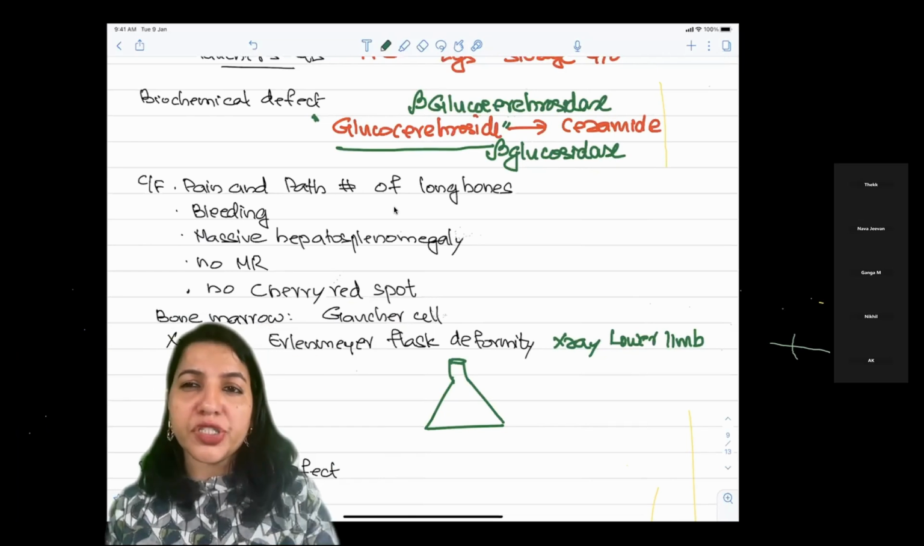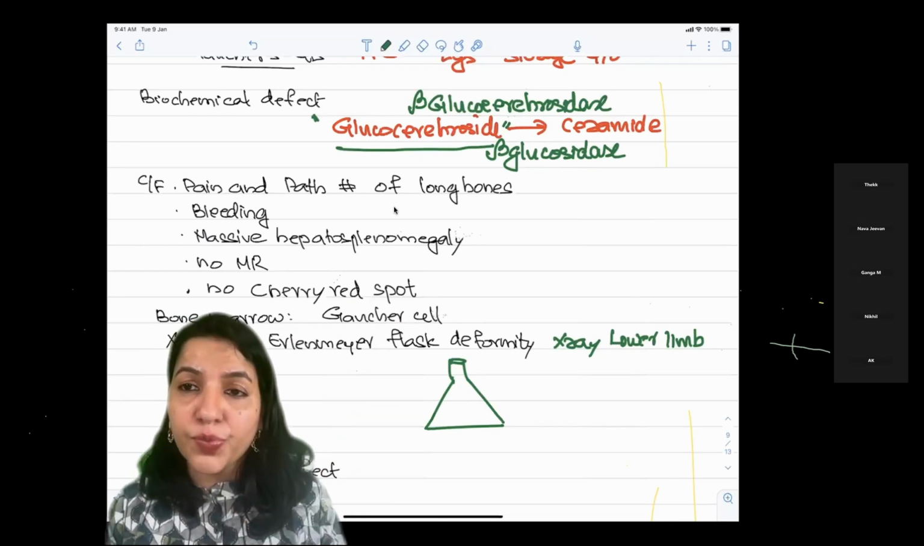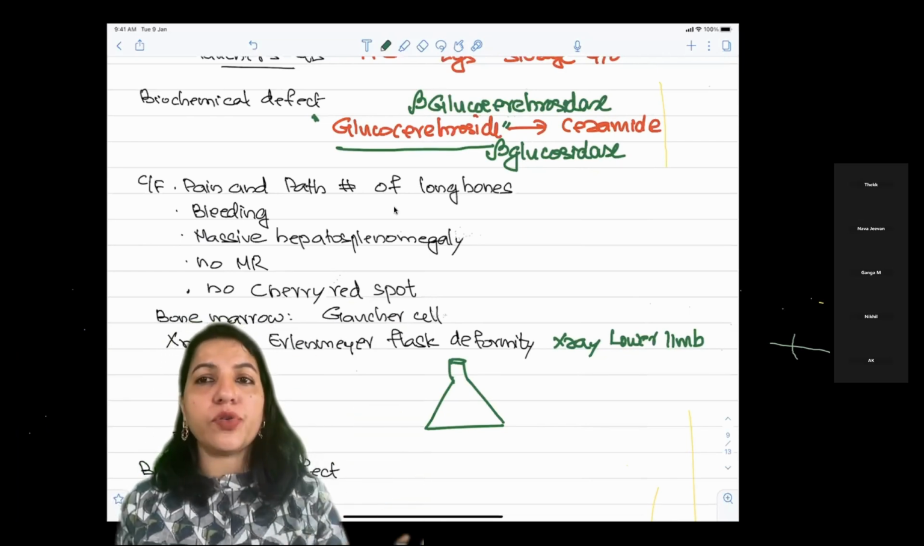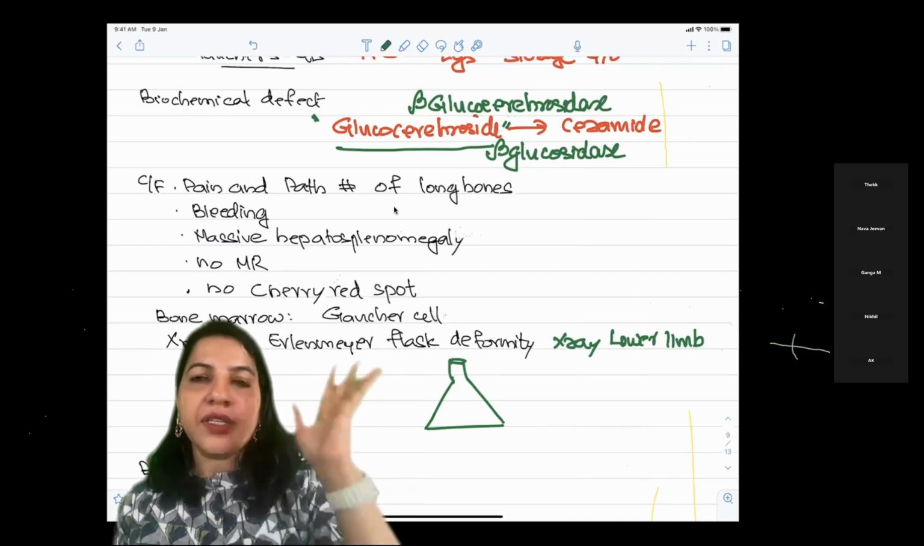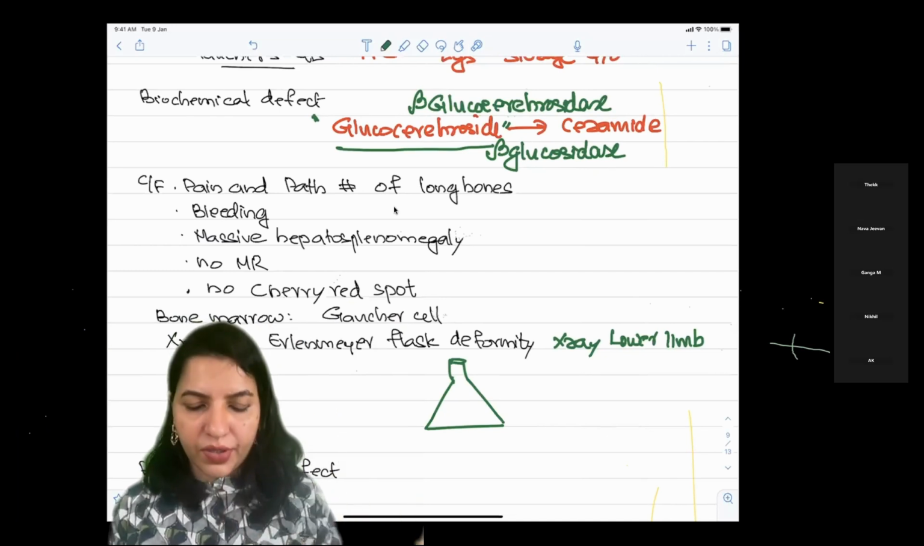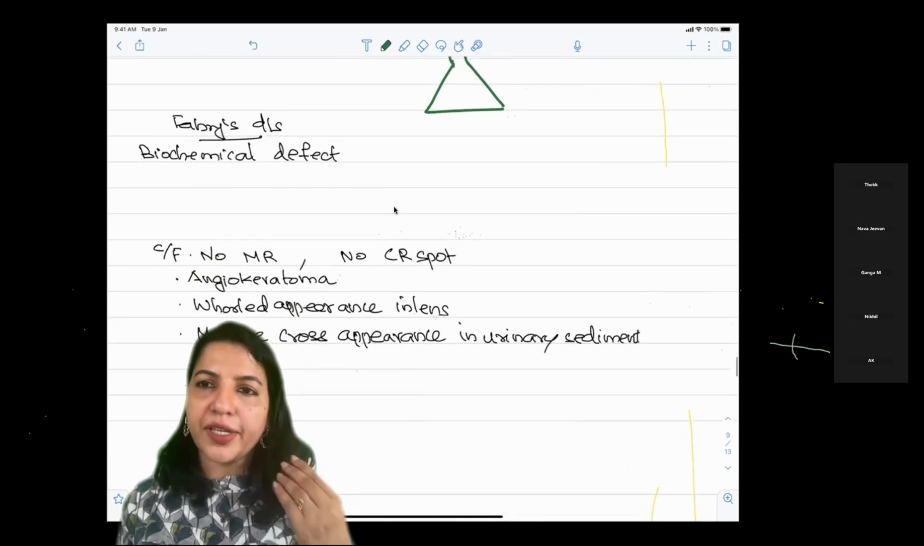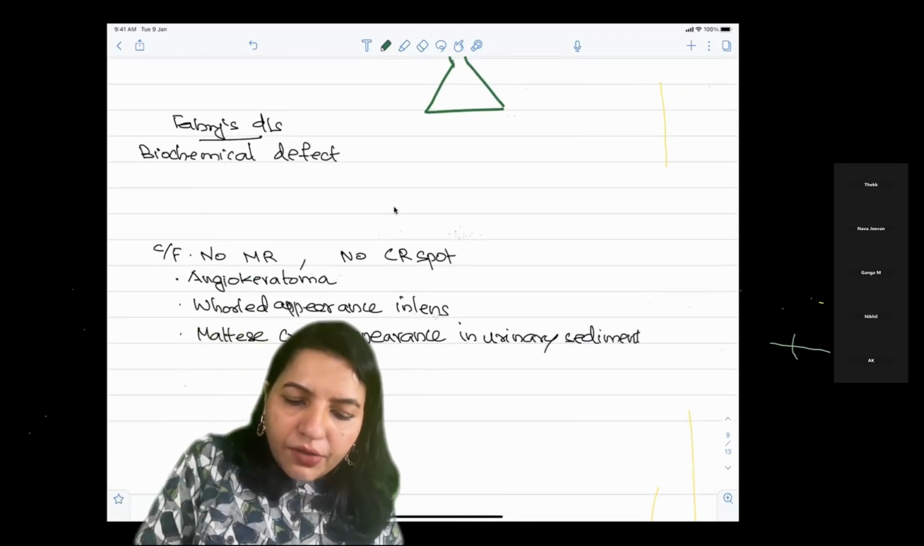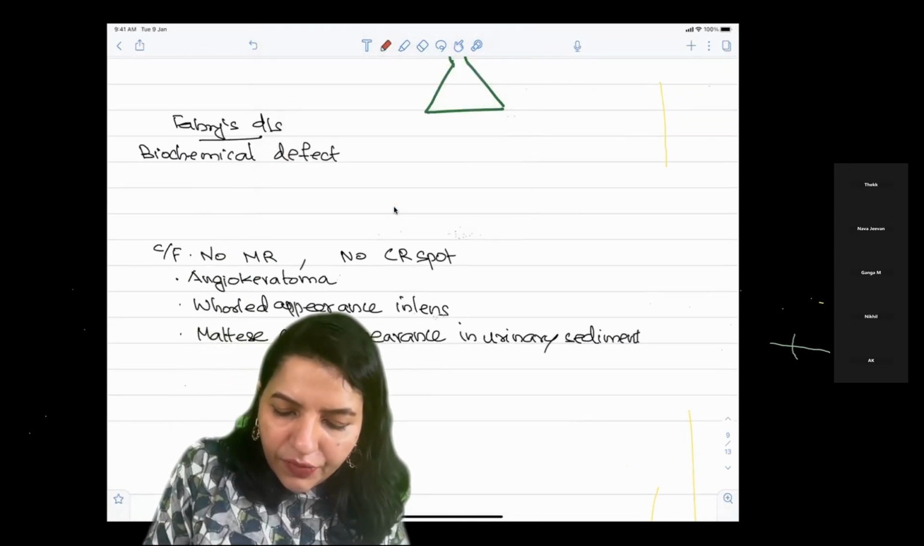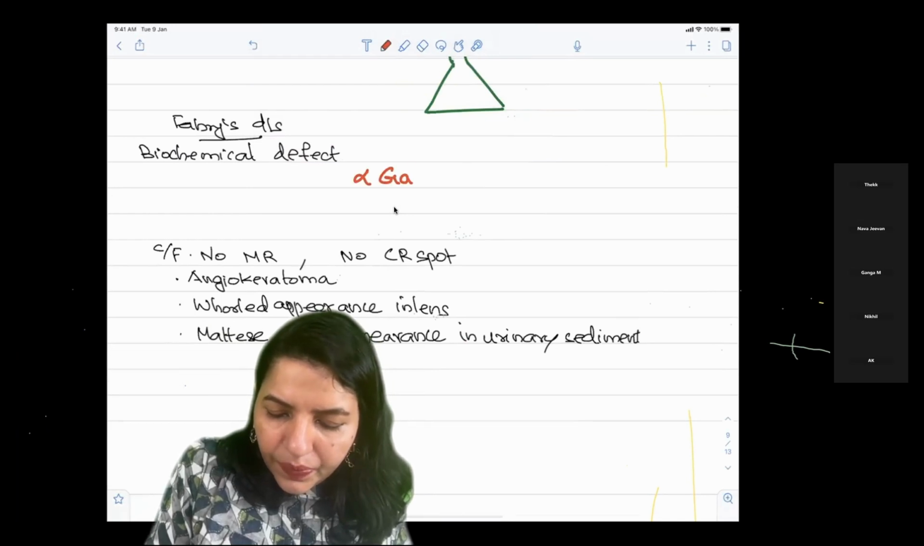There is no neurological deficit. There is no cherry red spot. Gaucher cells in bone marrow, Erlenmeyer flask deformity. That is Gaucher's disease. Do learn everything. Okay. So I'm moving to the next one: Fabry's disease. In Fabry's disease, the biochemical defect is alpha galactosidase.